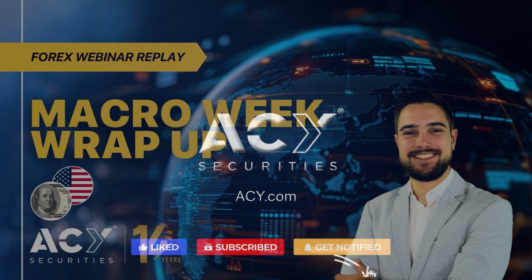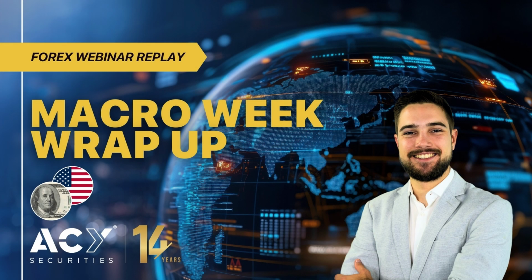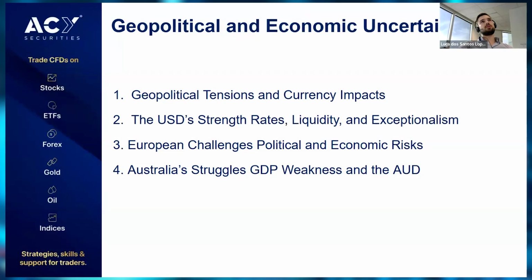So, first thing I want to talk about today is the geopolitical tensions, what these types of geopolitical tensions are, and what currency impacts they are having on the market, as well as the US dollar strength because of the rates, the liquidity, and the exceptionalism in the data that is driving it. It's been driving a stronger US dollar. At the moment, we're seeing EUR/USD continuing to go down, and we are long on the US dollar, as I've mentioned already.